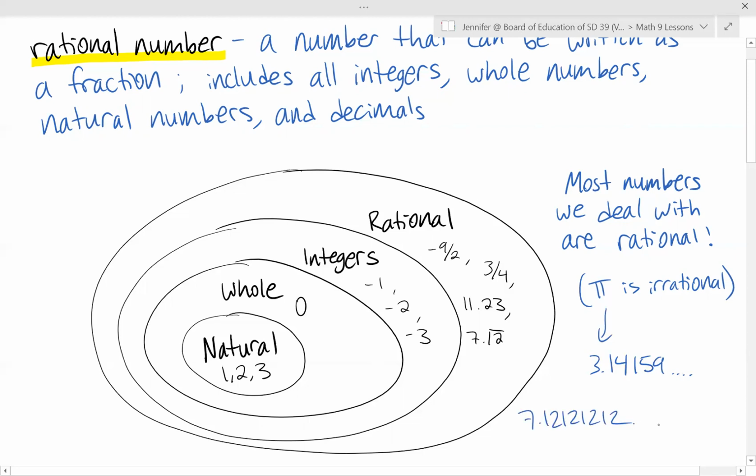7.12121212, repeating forever. The reason, again, that pi is considered an irrational number is because this pattern, yes, this goes on forever, but it's not a pattern. They're basically just random numbers that have no pattern of repeating. So that's why it's considered irrational.